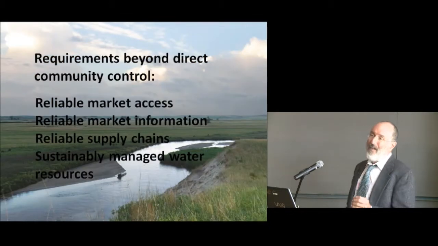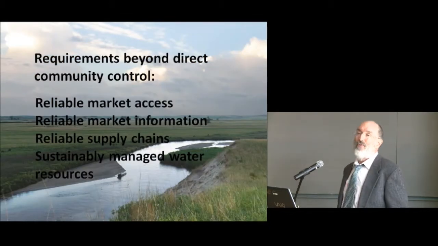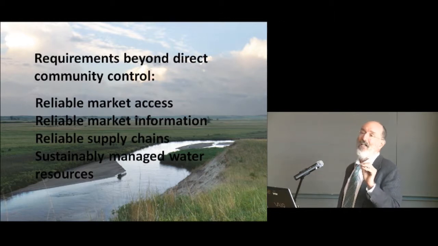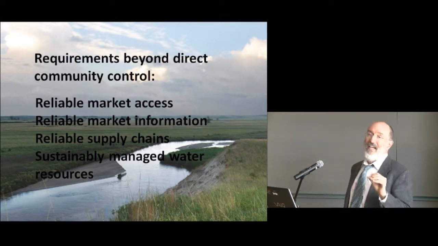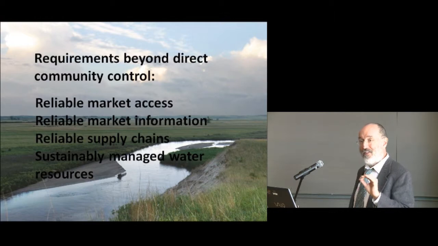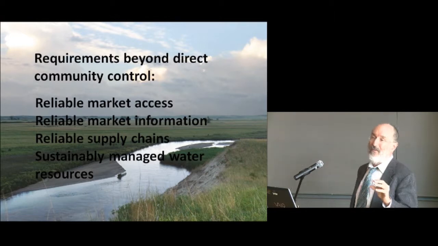Then the other thing that's important, and this is an issue that we've been tackling in the formulation of this project that Rich will describe, is that there are all kinds of externalities, things beyond the direct control of the community, that are important to the success of the pivot. They have to have reliable market access. In other words, they have to have transport, if necessary, cold stores. They have to be able to market their product.